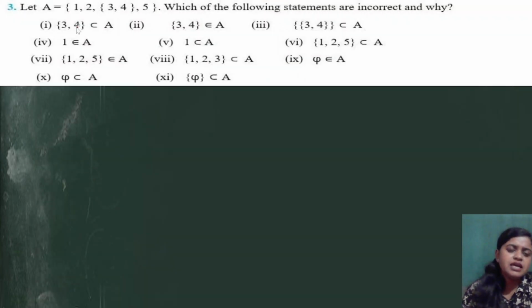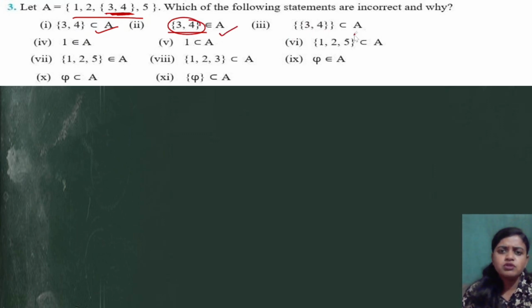Next, question number 3. This is the set given, and we have to say which statement is incorrect and why. So {3, 4} subset of A. Yes, {3, 4} can be a subset. Obviously, it is correct because this is a subset of A. {3, 4} belongs to A. So this is a set, it can be an element. Yes, this is also true. {3, 4} subset. Yes, this is a subset. Yes, true. 1 belongs to A. This is true.